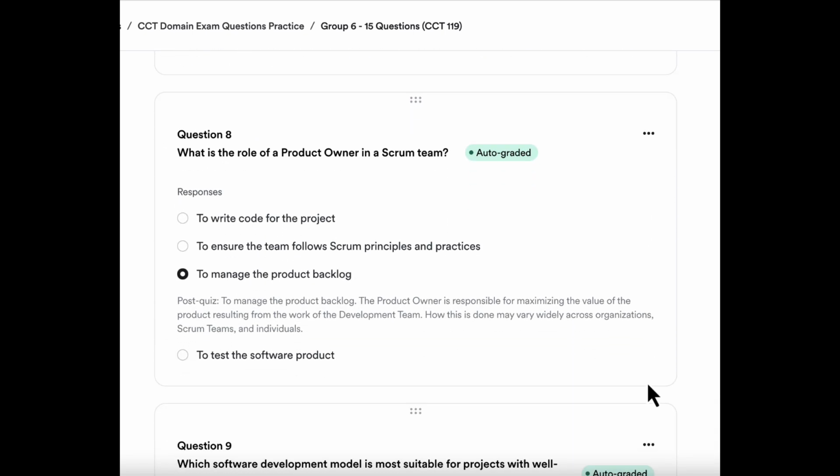Question 8, what is the role of the product owner in a Scrum team? A, to write code for the project. B, to ensure that the team follows the Scrum principles and practices. C, to manage the product backlog. Or D, to test the software product. And the answer is C, to manage the product backlog. The product owner is responsible for maximizing the value of the product resulting from the work of the development team. This may vary a bit from organization to organization, but that's the overall goal: the Scrum product owner manages the product backlog.